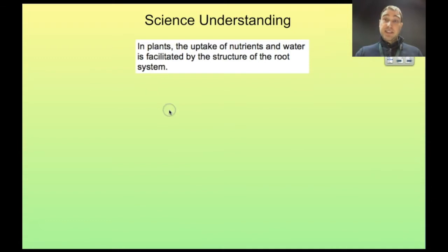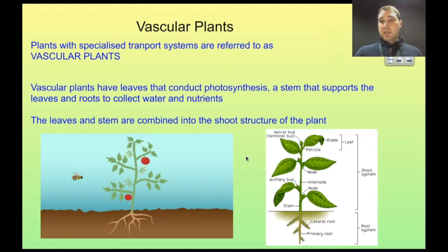So the science understanding we're going to look at in plants: the uptake of nutrients and water is facilitated by the structure of the root system. There are simple plants that don't have root structures. We're going to look at plants that do, and plants that allow specialized transport systems, we call them vascular plants. Vascular as in veins, like we have.